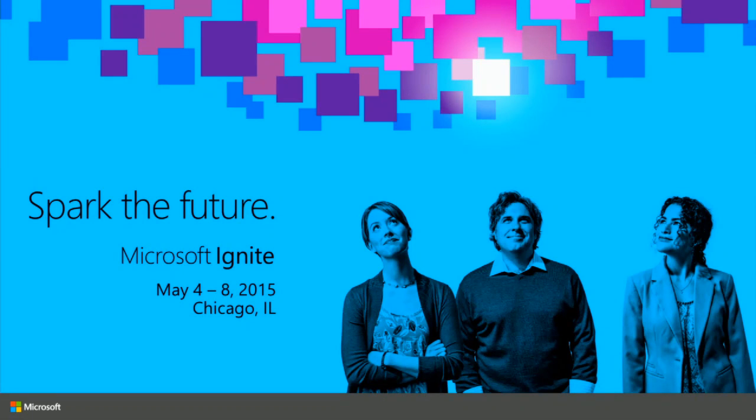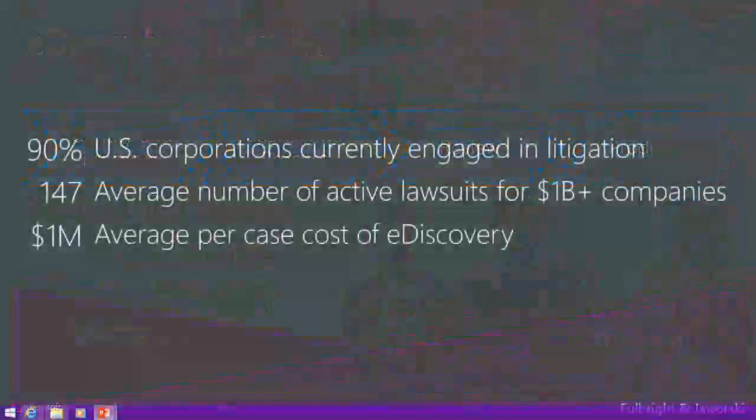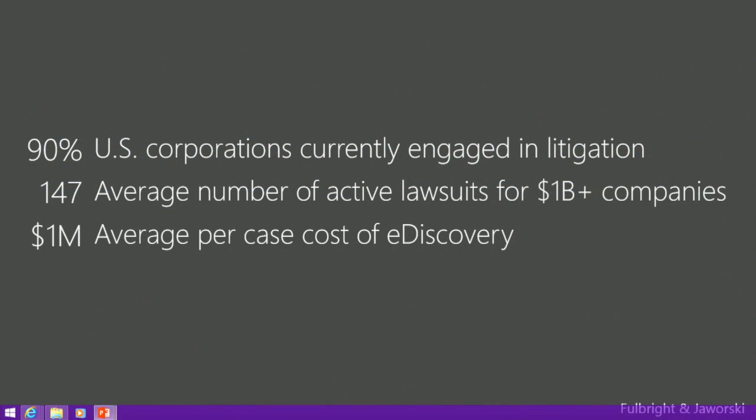Why do you care? Of U.S. corporations are currently engaged in litigation, where you have to perform eDiscovery. The average number of active lawsuits that organizations larger than $1 billion have is 147. And the average per case cost of eDiscovery is $1 million. So you can do the math. eDiscovery is an expensive topic. It's a major expense. Even if you're a small guy all the way up to a large guy, you may be dealing with eDiscovery today, or you may have it come up in the near future and you need to be prepared for that.